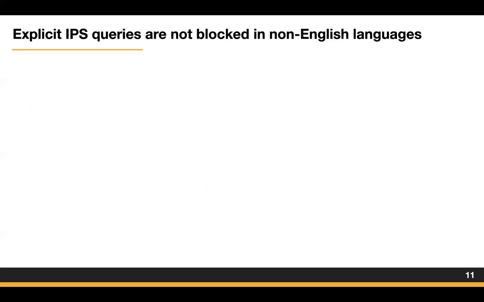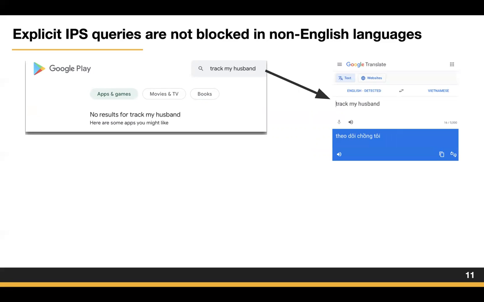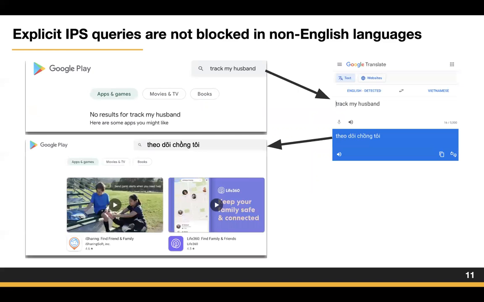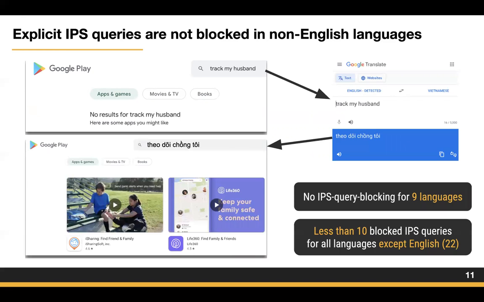While IPS queries are suggested sometimes, we found that the store blocks some IPS queries, such as track my husband. The blocking was mostly observed in English with 22 blocked queries, which is due to new protections against IPV by Google. However, we found that these protections are not applied equally across languages. For example, when translating track my husband to Vietnamese, you will get many relevant results. We found that for 9 languages, no IPS queries were blocked. For other languages, only less than 10 queries were blocked.